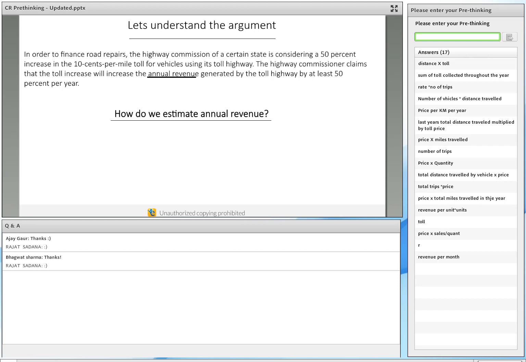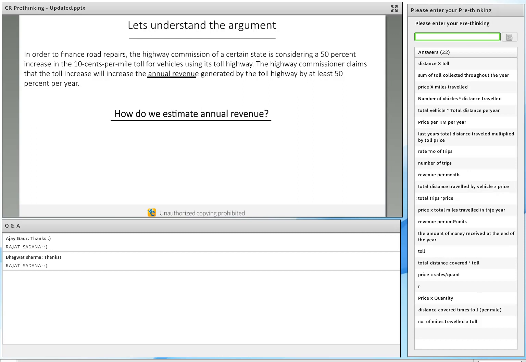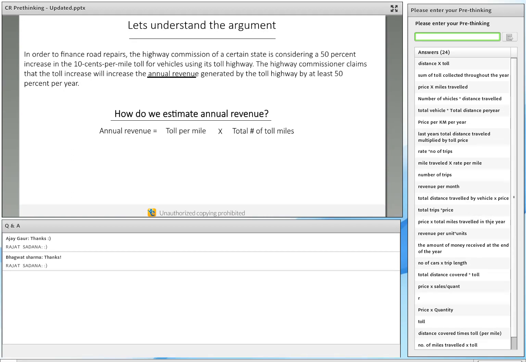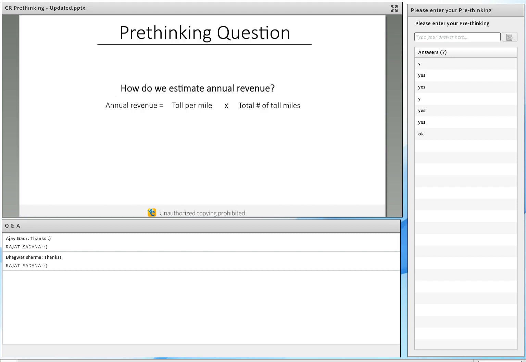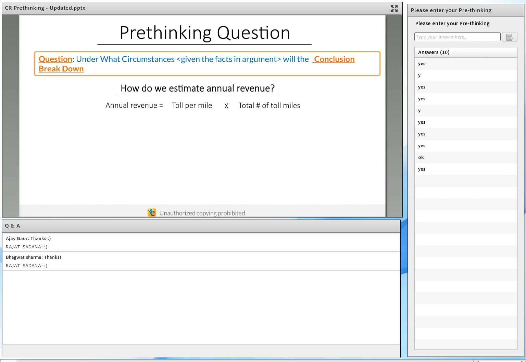Okay, someone's saying rate in terms of number of trips, distance times toll. That's good. When I see annual revenue in the context of this argument, the way you estimate it is the toll per mile multiplied by the total number of toll miles. Okay, that's your annual revenue. Is everyone clear on this? It's how much you're paying per mile multiplied by the total number of miles traveled on these highways. Now, what do we already know?